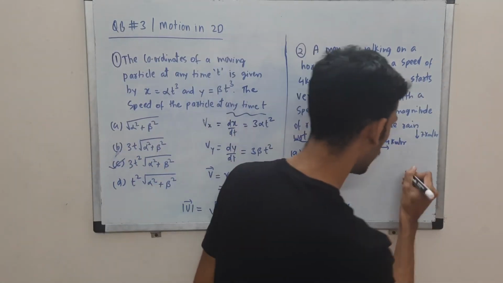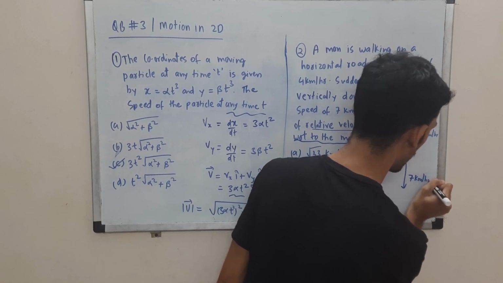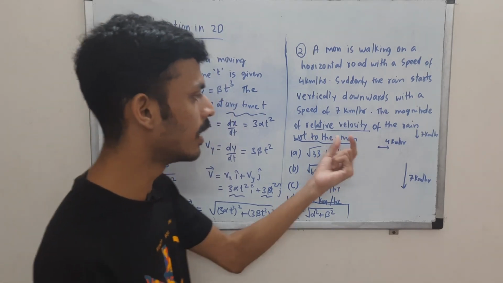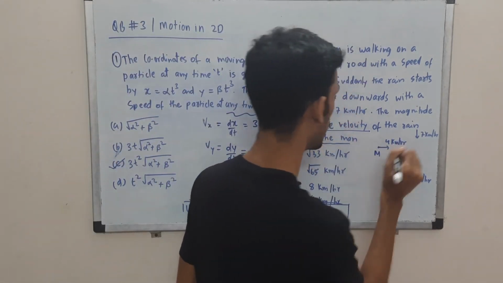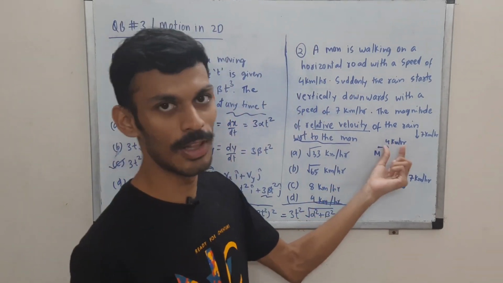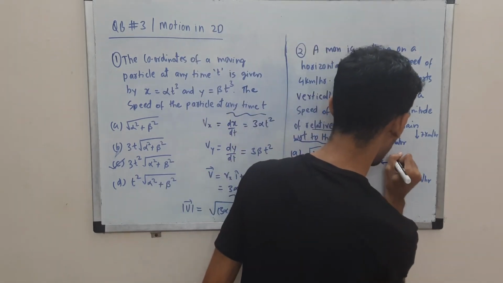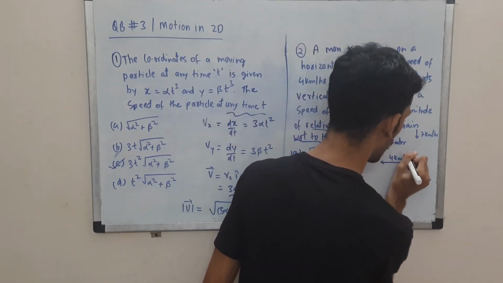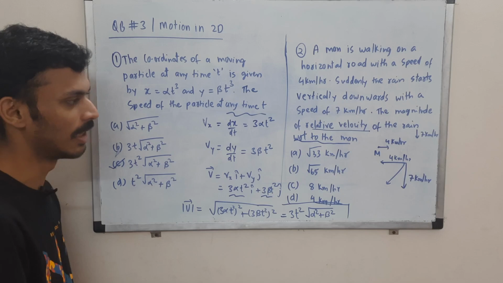Or the concept of relative motion you can use. This is 7 kilometers per hour, rain is falling down, and the man is watching the rain, right? With respect to the man. So you can flip this velocity and give it to the rain. So this will be something like this, right? Now you can draw the resultant. As I told you, it's like coming towards the man, right?